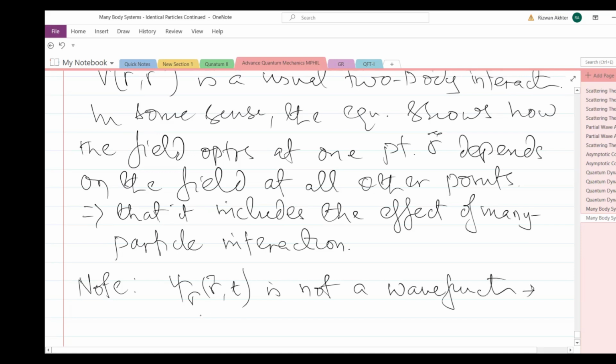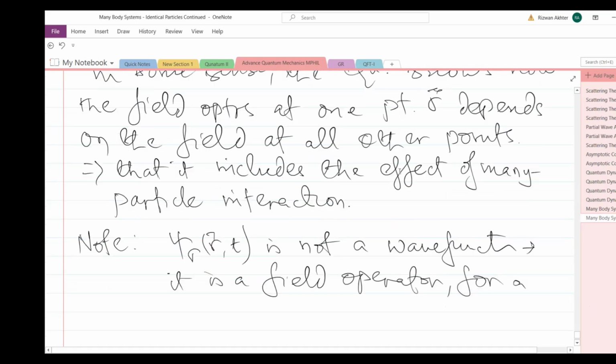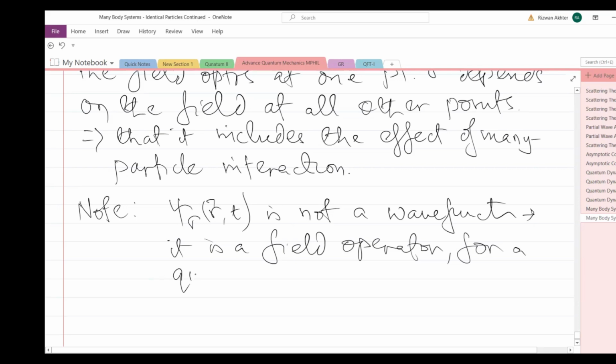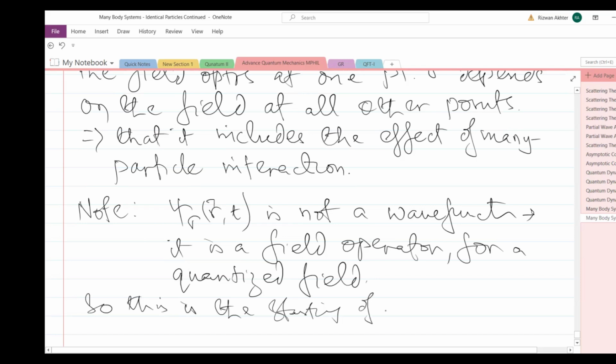Rather, ये क्या चीज है? It is a field operator for a quantized field, which is very important because ये हम coordinate representation दे रहे हैं field operators की है, so it has to be remembered. And so this is the starting point of field theory.